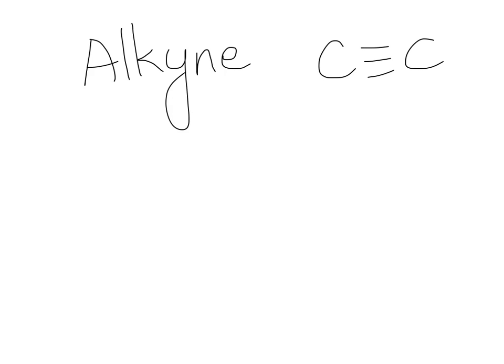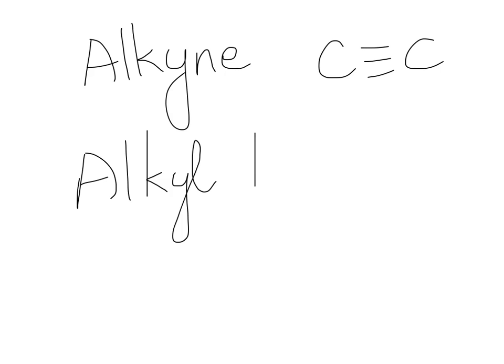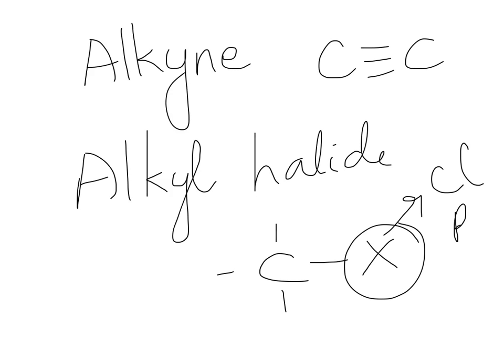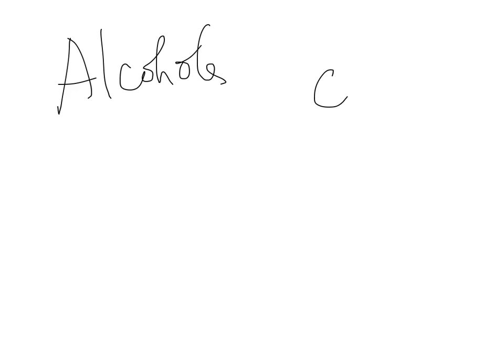Okay, alkyl halide. Alkyl halide has a carbon-halogen bond. What's a halogen? This halogen could be chloride or bromide or iodide. Okay, alkyl halide bond. Alcohols have an OH bond, hydroxide group.